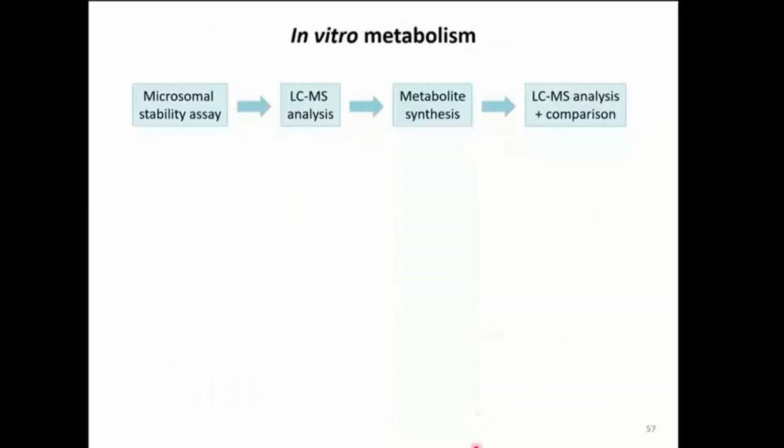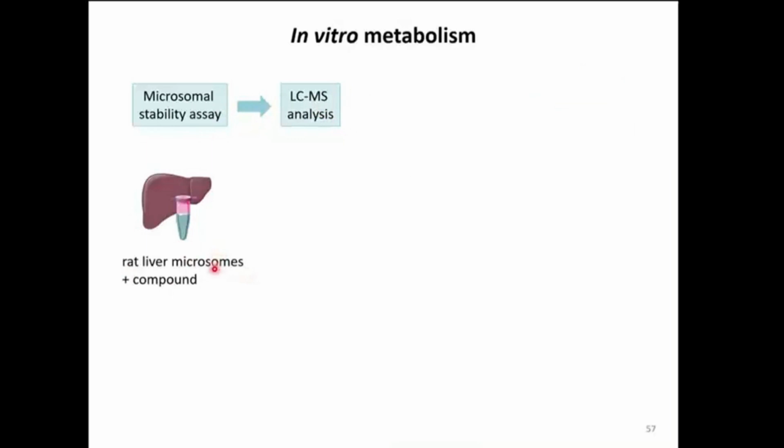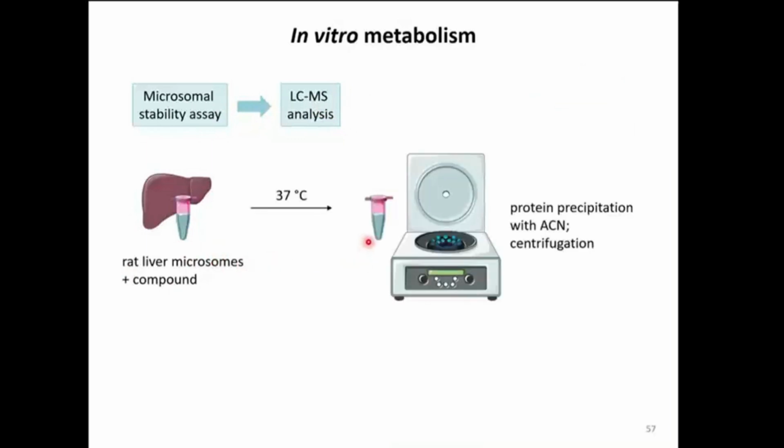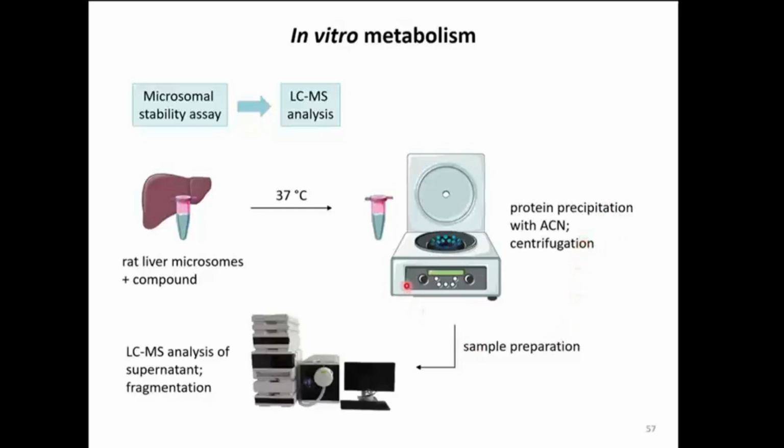We also wanted to look into some pharmacokinetic properties of our inhibitors, starting out with in vitro metabolism studies. Therefore, we did a microsomal stability assay followed by an LCMS analysis, then synthesized the metabolites that we found in this assay and analyzed those synthesized compounds and compared them to the results from the assay. So we basically just incubated rat liver microsomes with the compounds for an hour at 37 degrees, precipitated proteins so that just the compounds and the potential metabolites stayed in solution, centrifuged them, prepared the samples from the supernatant, and then analyzed them via LCMS, also using fragmentation to find out more about the metabolites. Yeah, and we also did control measurements with every compound, just leaving out the microsomes.